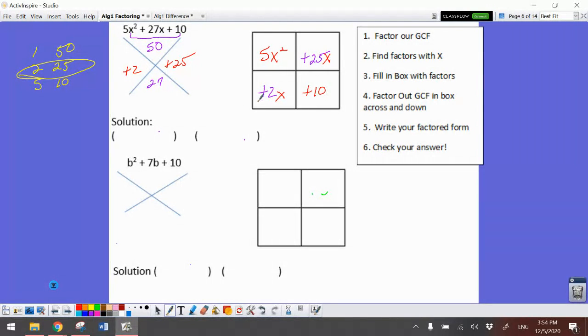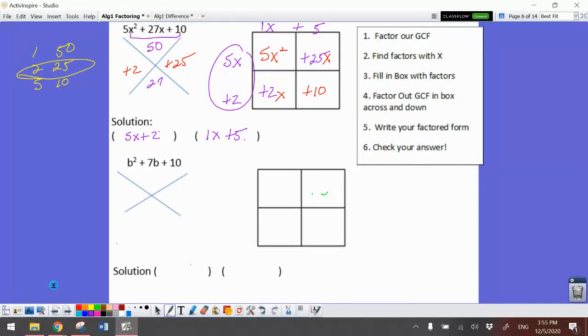So I see here on the bottom, I can take out a positive 2. Here on the top, I can take out a 5x. Going this direction, all I can take out is an x, or a 1x if I want to think about it that way. And here I can take out a 5. So my solution is 5x plus 2, 1x plus 5.